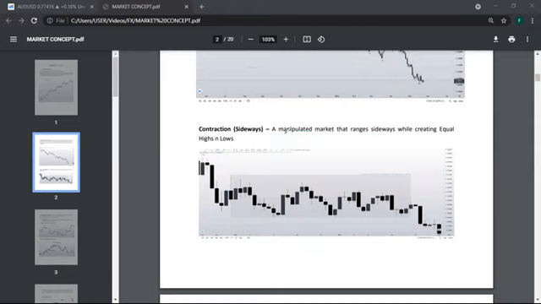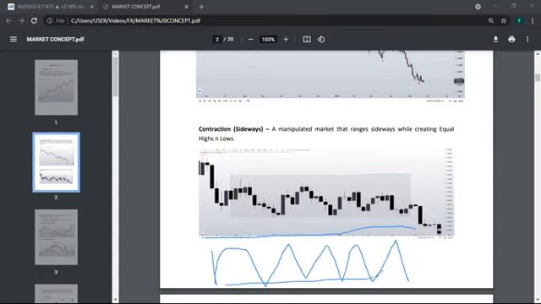What does that mean? It means that the market simply is not going bearish or going bullish. Nope, it's not giving us any direction in flow. It simply means the market is just ranging in a zone, creating equal highs and equal lows.